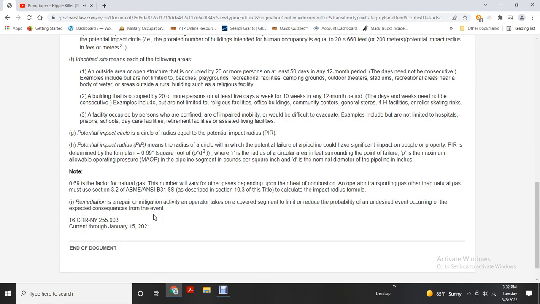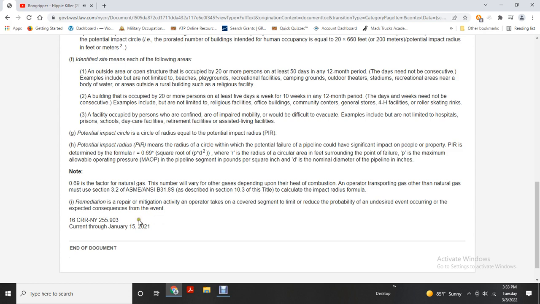Alright, potential impact circle is a circle of radius equal to the potential impact radius. Potential impact radius means the radius of a circle within which the potential failure of the pipeline could significantly impact people or property. Potential impact radius is determined by the formula r = 0.69 times the square root of p times d squared, where p is the maximum allowable operating pressure and d is the nominal diameter of the pipeline in inches.